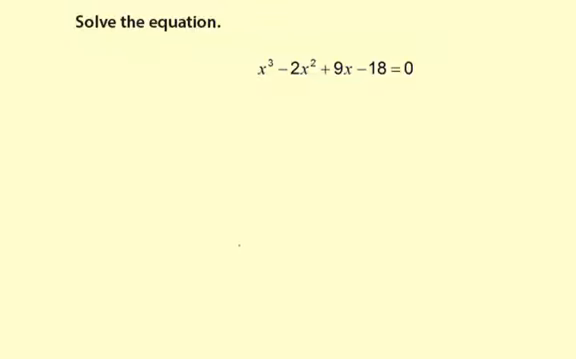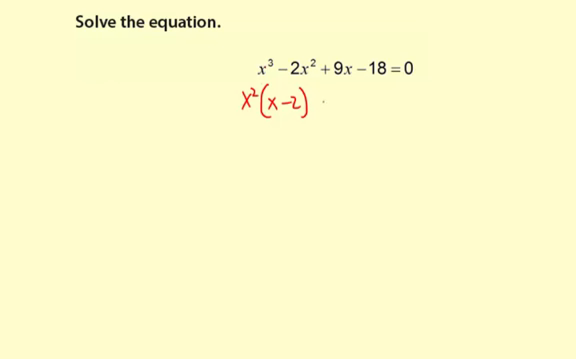Solve the equation. We have x to the third power minus 2x squared plus 9x minus 18 equals 0. This is 4 terms, so I'm going to solve by factor by grouping, or at least try that, and see what happens. The first 2 terms have an x squared in common, and if I factor that out, that's going to leave an x minus 2, because x squared times x makes x to the third, and x squared times negative 2 makes negative 2x squared.